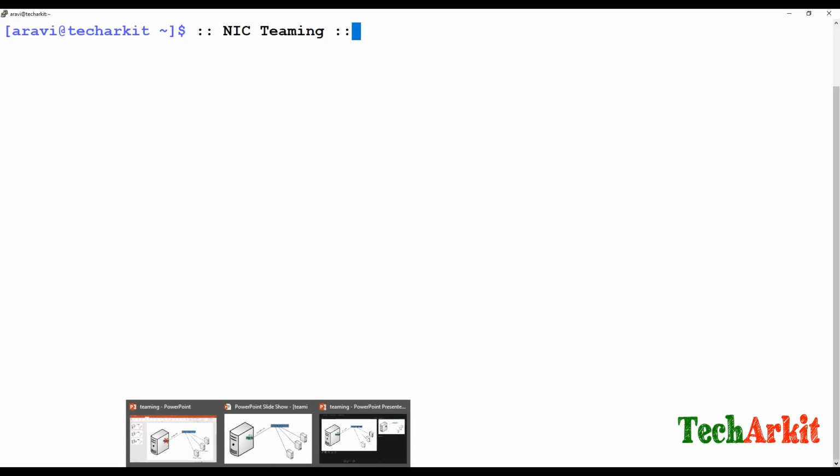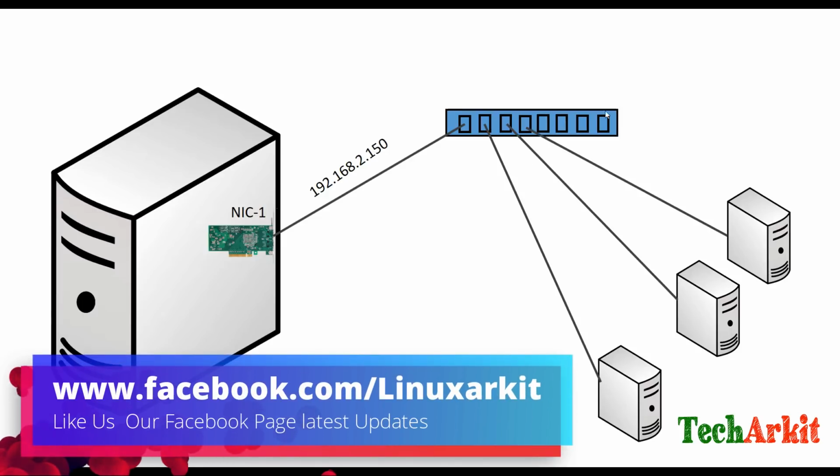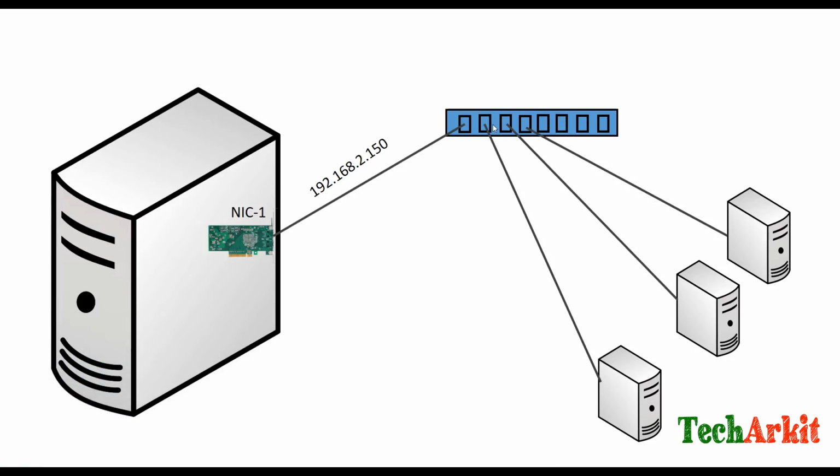See this example. This is our standard way of connecting our server machines and desktop machines. In this picture, on the left side is the server, which has one NIC card and has the IP address 192.168.150, and it is connected to the network switch. All the clients are also connected to this network switch.